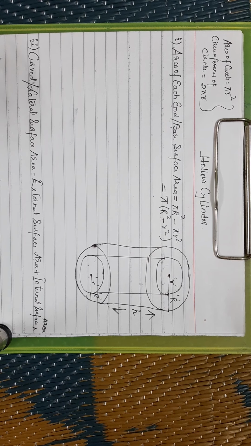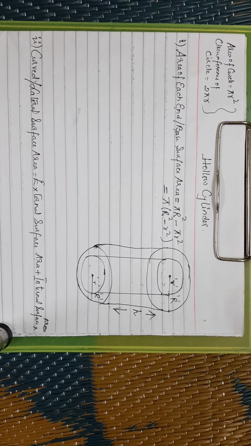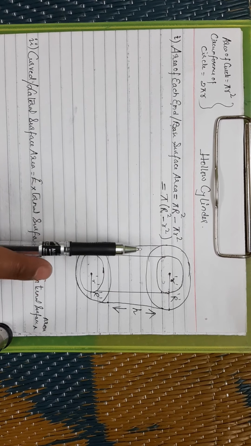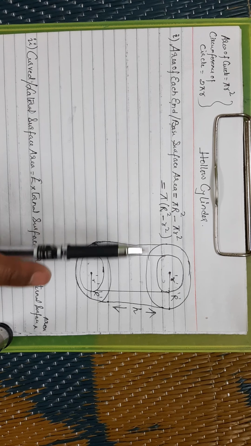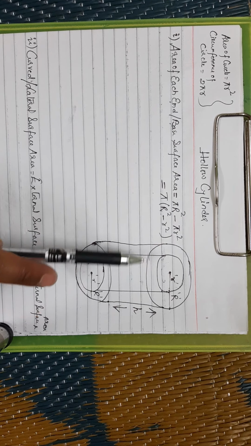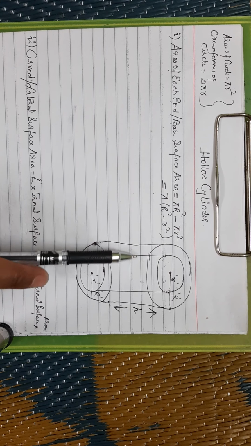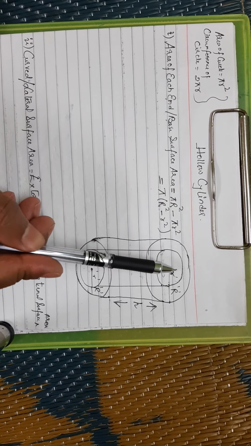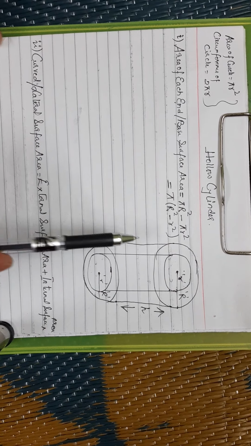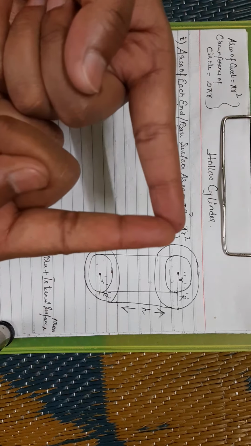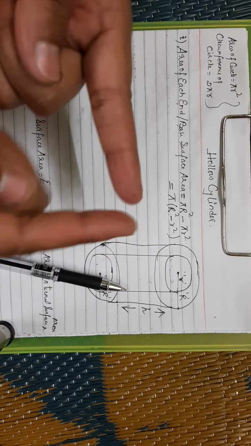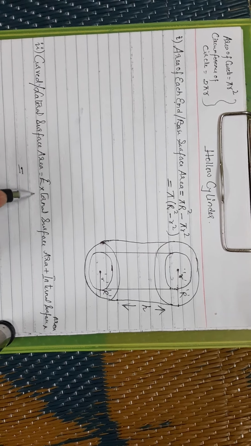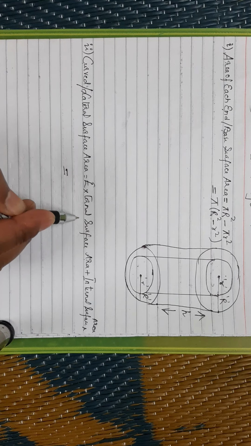Clear? Now if I want to find the curved or lateral surface area of the cylinder, curved means the outer covering. There are two circles, so I have to find the outer covering of the outer cylinder as well as the inner cylinder. Whenever we find the curved or lateral surface area, we never include the top and the bottom, only the side. And side means the circumference. So I will take the circumference of the external surface area.